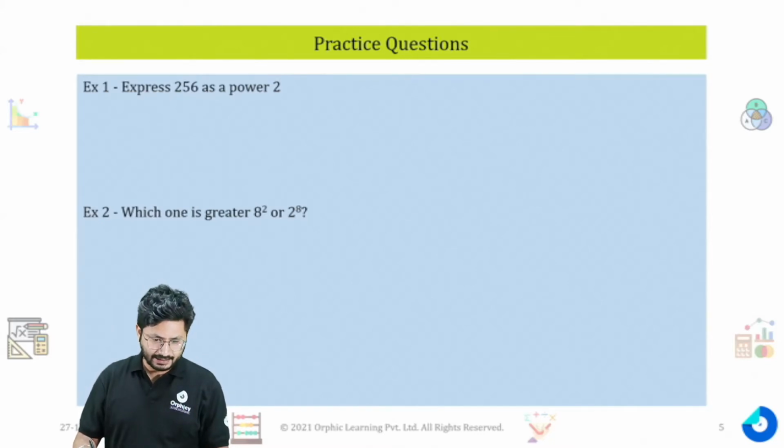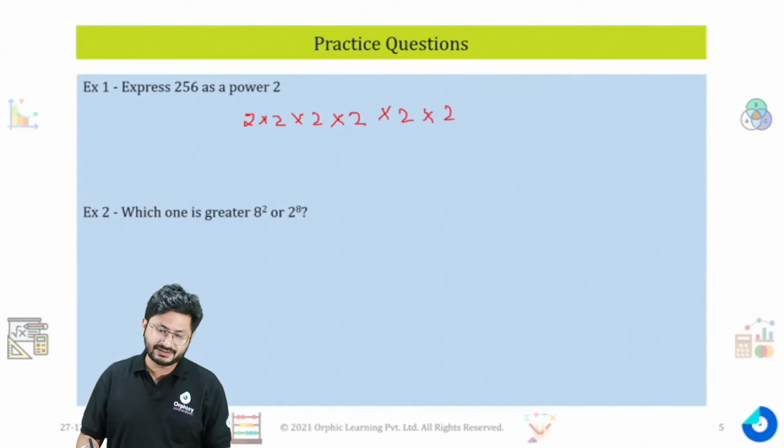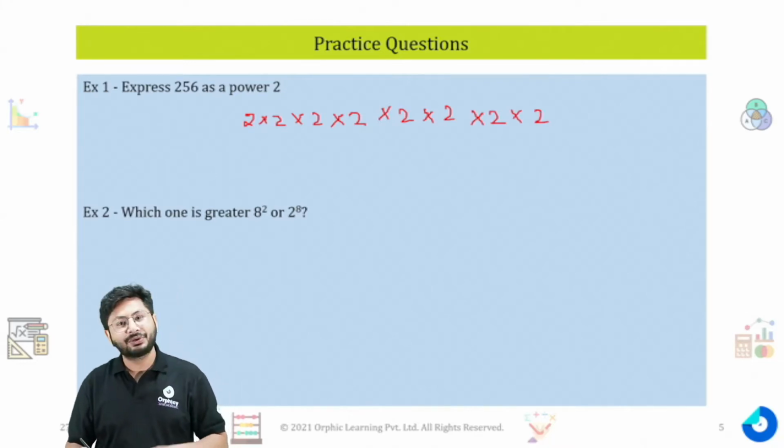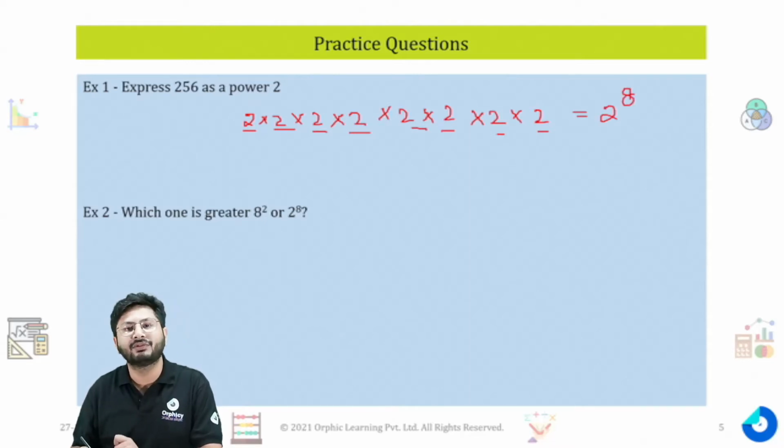Now we can see that 2 into 2 is 4, 2 into 2 into 2 is 8, into 2 is 16, into 2 is 32, into 2 is 64, into 2 is 128, into 2 is 256. So 256 can be written as 2 to the power 8, I can denote it like this. That is equal to 256.